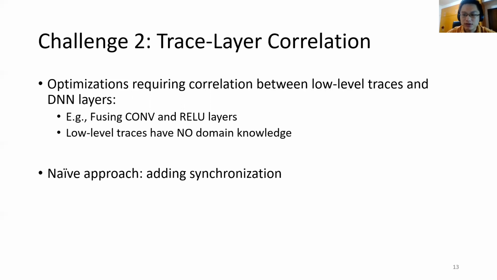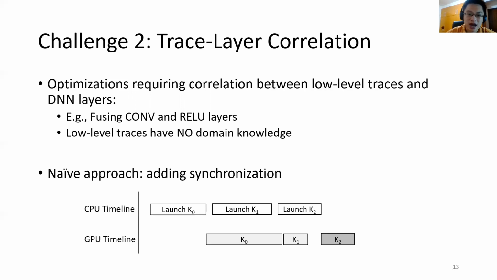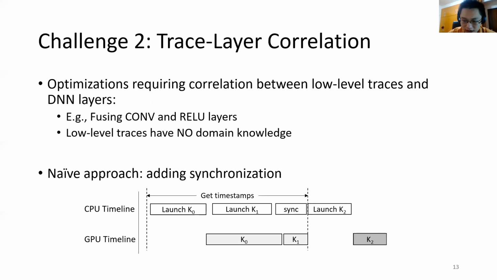And naively, people solve this problem by adding synchronizations. So suppose we have a timeline that looks like this. Then when inserting a synchronization, we can measure the time of GPU kernels on the CPU thread, and then compare the timestamps of the time span with the time span of the GPU kernels. This approach is simple, but as we can see, it creates additional dependencies. And this is not good because it alters the dependency graph.